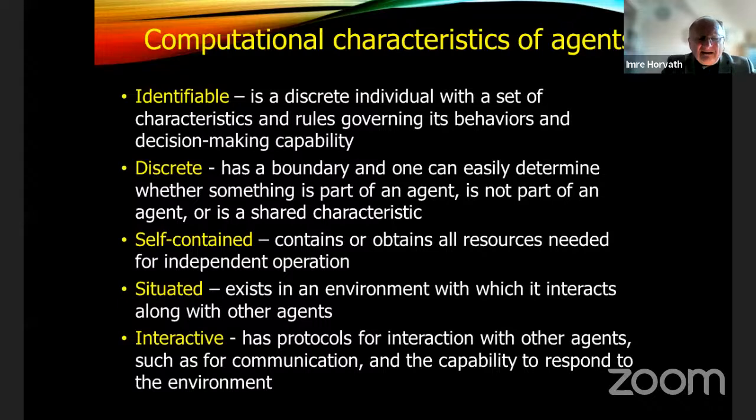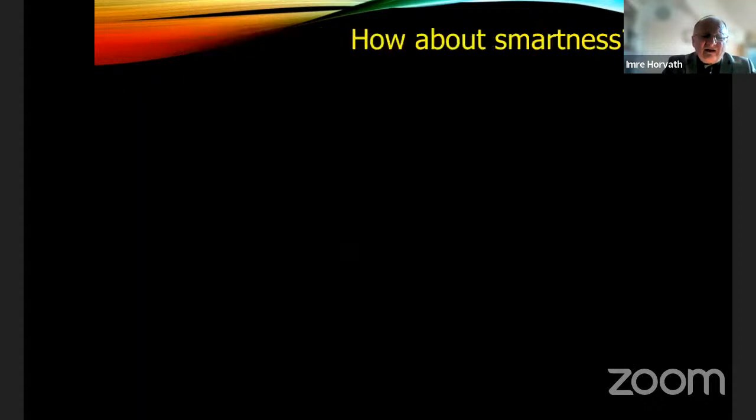Then, from a computational point of view, the agent can be interactive, which means that it has protocols for interaction with other agents, such as for communication, and it also owns the capability to respond to the environment.